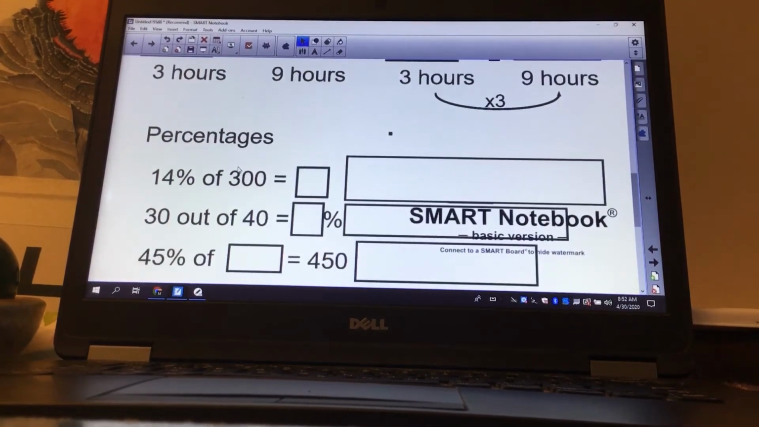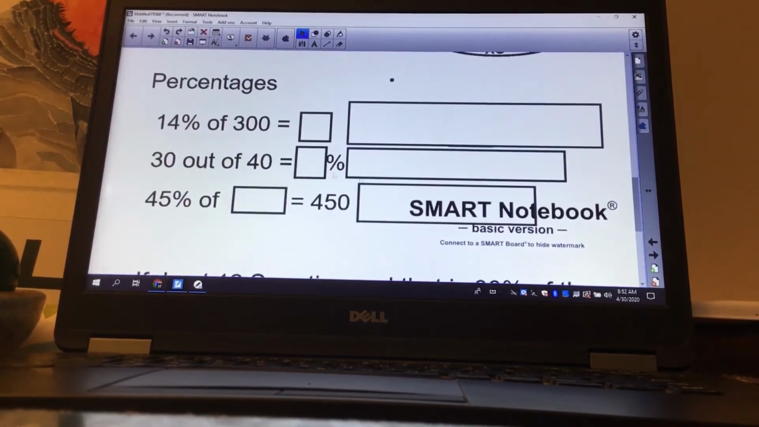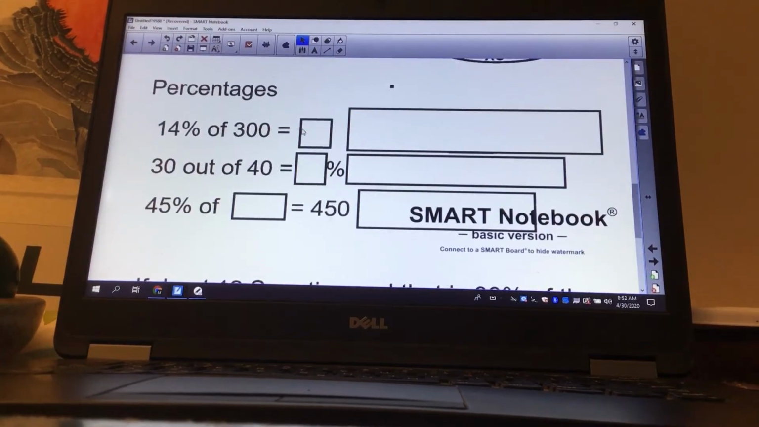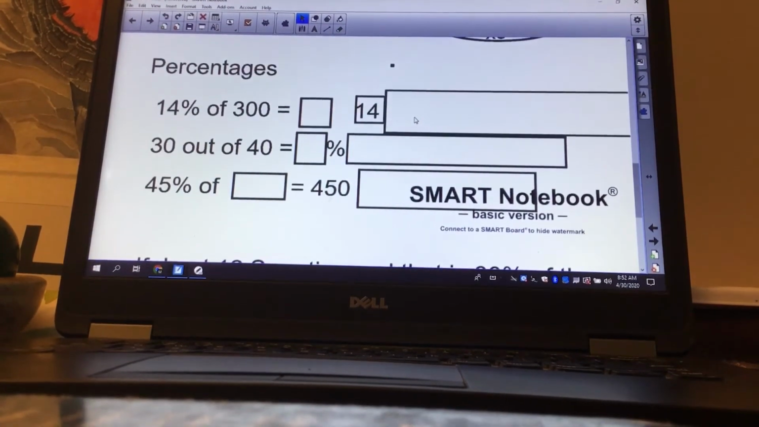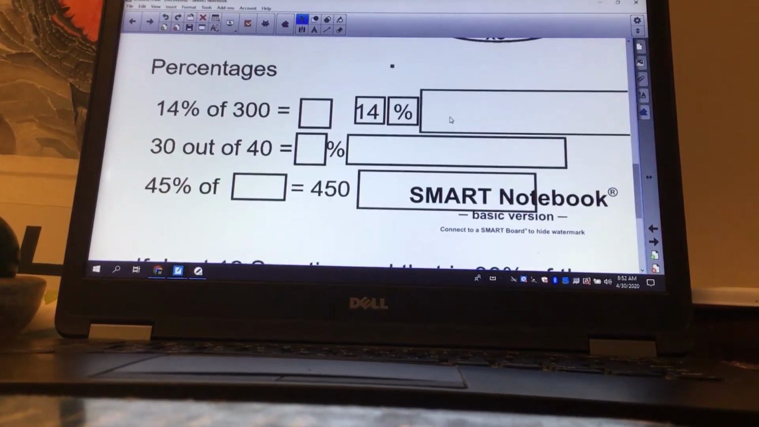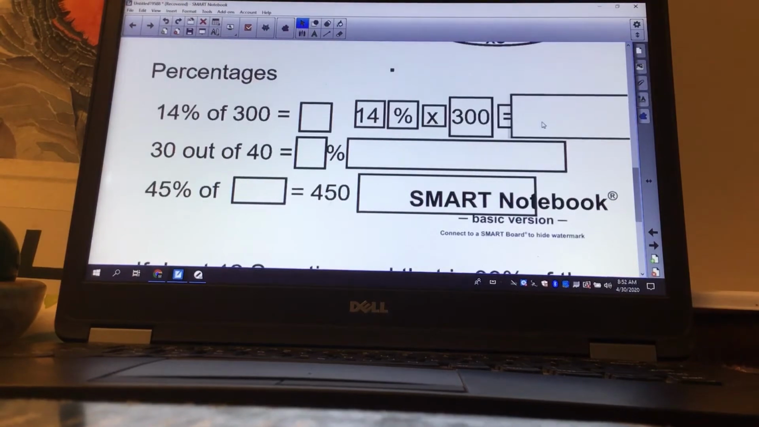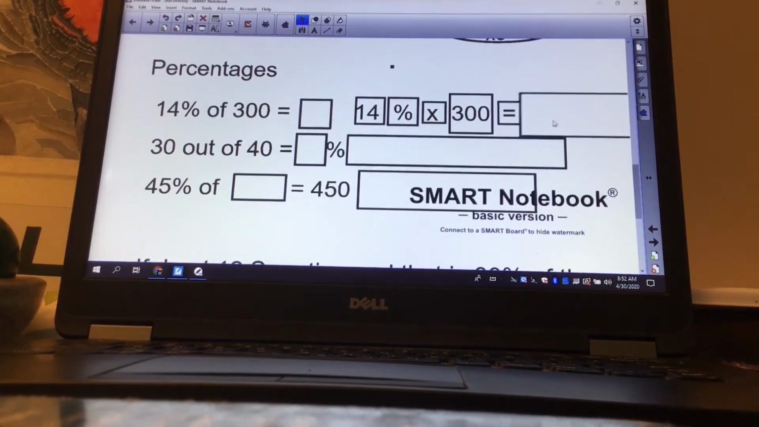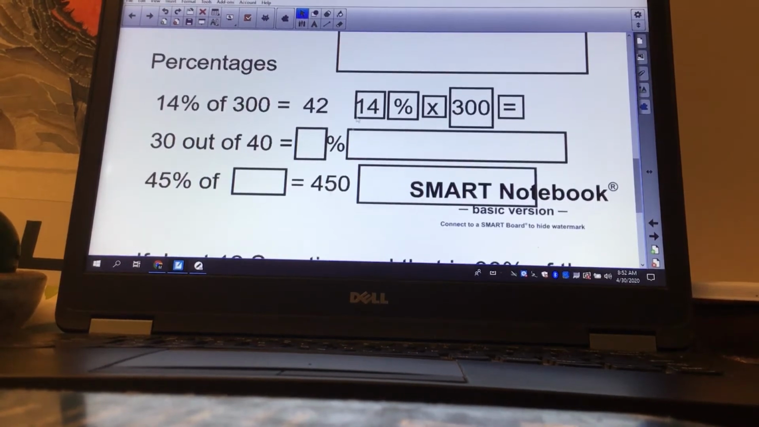Percentages. So 14% of 300 on my calculator, 14. I hit my percent button. I multiply it by 300 and I hit equals and I get 42.